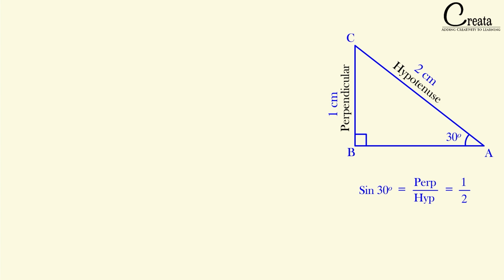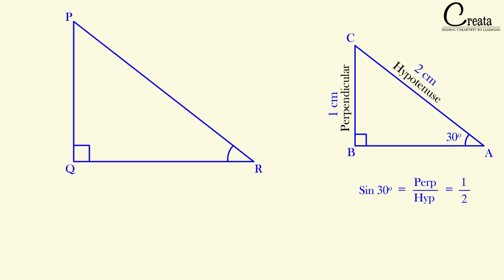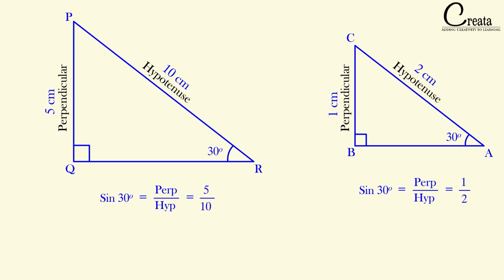You can change the triangle, you can increase the size, decrease the size. If the trigonometric angle for the triangle is 30 degree, then sin 30 degree will be 1 by 2. That is, the ratio of perpendicular upon hypotenuse will be equal to 1 by 2, whatever triangle you take. For example, if we take a second triangle in which the trigonometric angle is 30 degree and the perpendicular is 5 cm, then the hypotenuse will be 10 cm. Sin 30 degree is perpendicular upon hypotenuse, 5 upon 10, which is 1 by 2. So this sin 30 degree value is fixed.